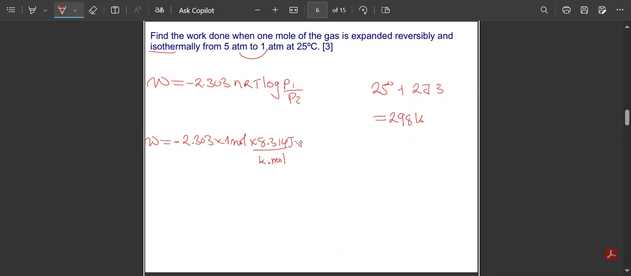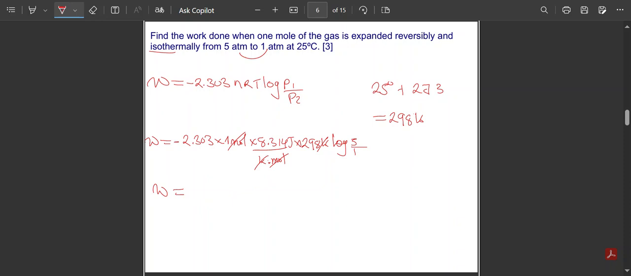Then times the temperature, which is 298 Kelvin. Then log, our pressure 1 is 5, right? So our pressure 2 is 1. When you punch this on your calculator, you can see the units the way they are cancelling. Kelvin and moles will go, so we'll remain with only joules. So how do we do that?